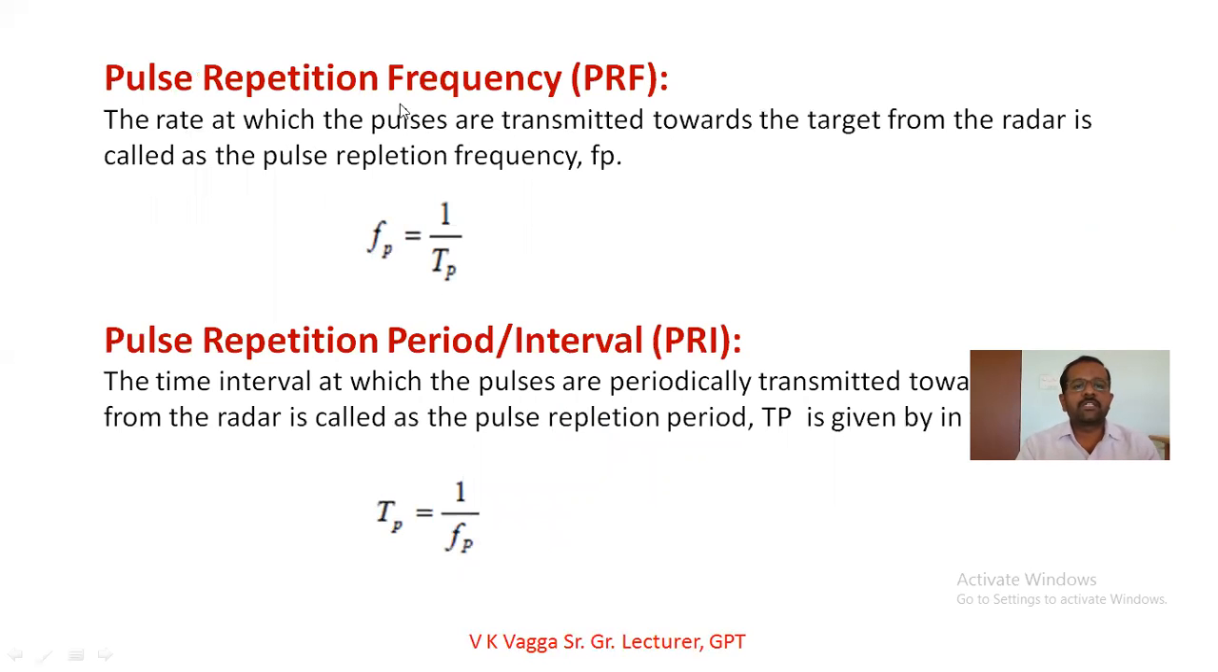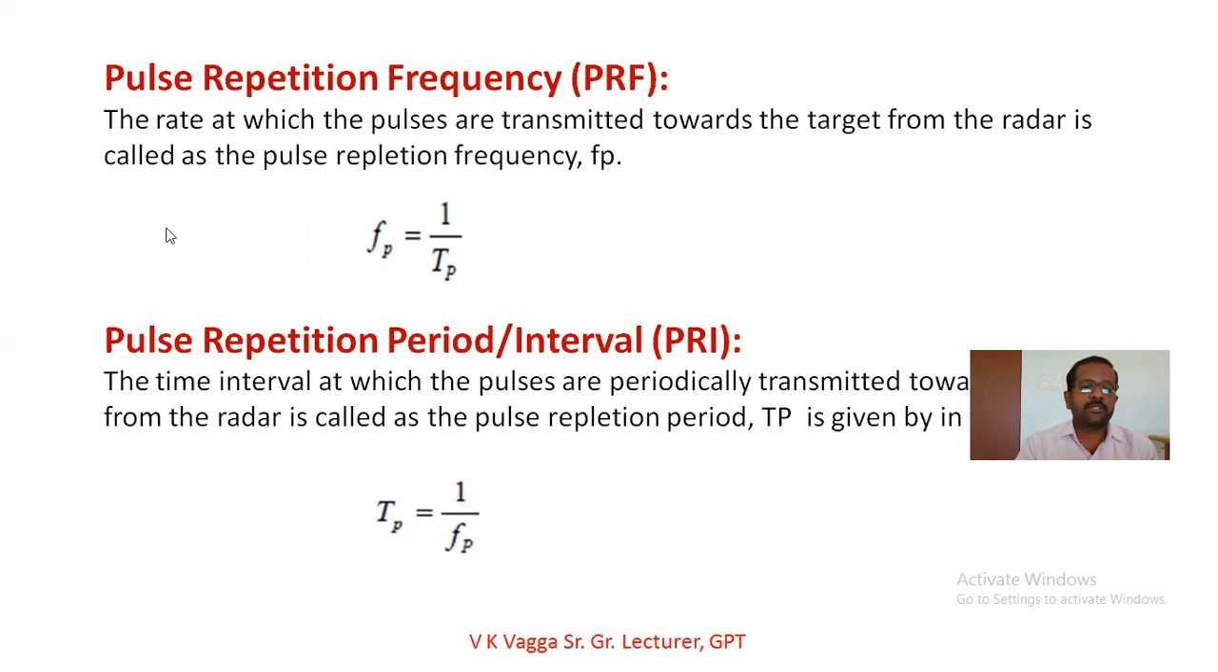And if you take the pulse repetition frequency, it is the rate at which the pulses are transmitted from the radar towards the target. It is called the pulse repetition frequency. It's nothing but the rate at which it is transmitted. It's nothing but a frequency. It is measured in terms of megahertz or gigahertz here.